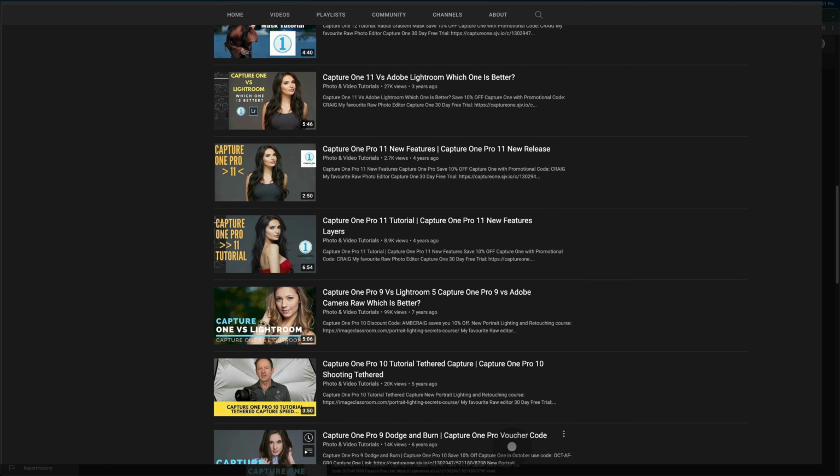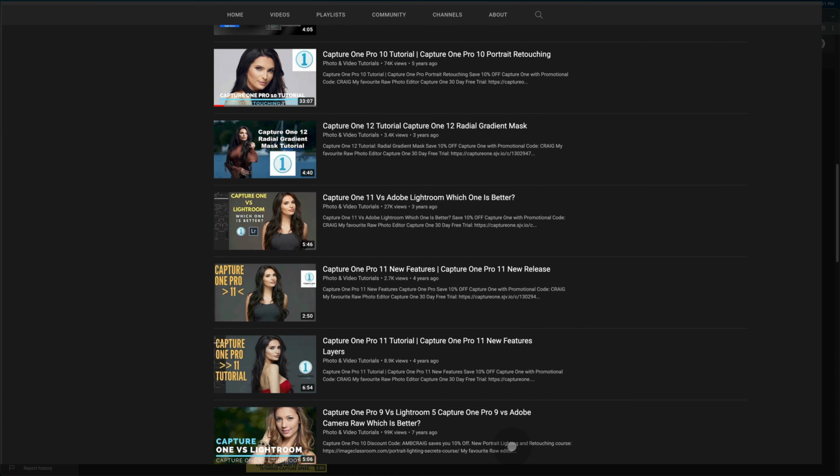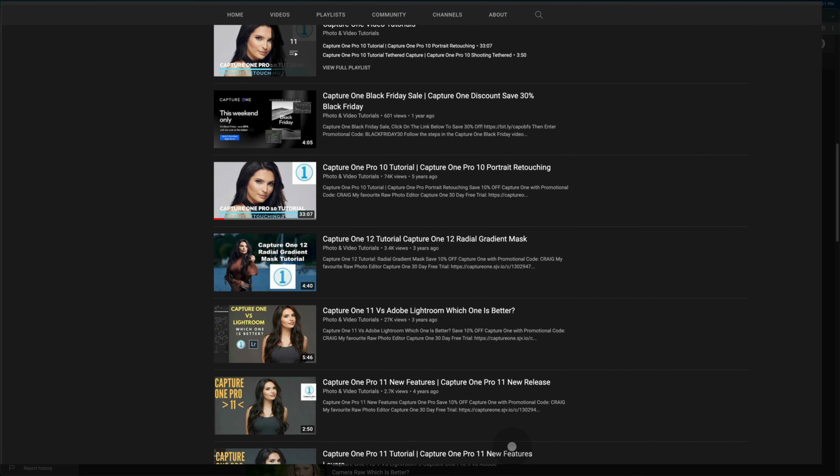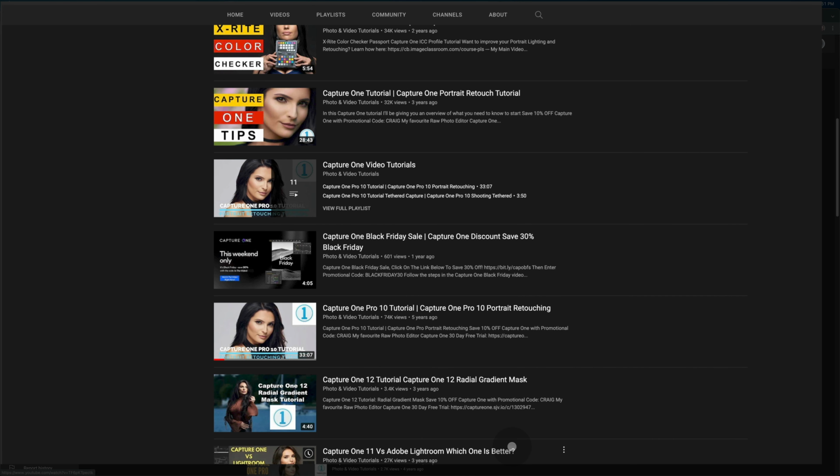And then there's other ways to sort of branch out with different versions and the new features for different versions. And then also specific keywords that someone might be looking for. Like I said before, portrait retouching. It could be Capture One wedding retouching. It could be landscape. It could be just about anything, street photography.